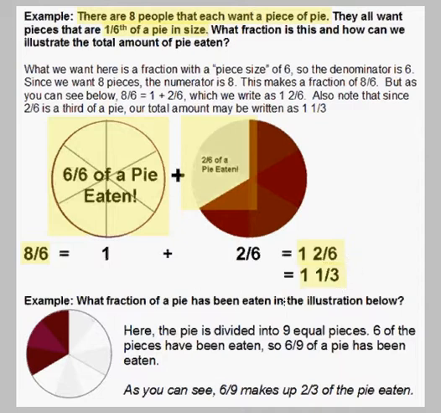Now in another example, what fraction of a pie has been eaten in this illustration right here? Here we have a pie, and it's cut up into, you'll see, 9 pieces, and 6 of them have been eaten. Well, 9 is the denominator, 6 is the numerator, so 6/9 of a pie has been eaten. And you can see that 6/9 is 2/3 of a pie. So 2/3 of a pie has been eaten.